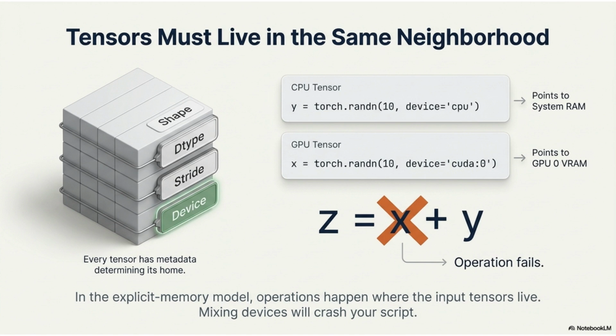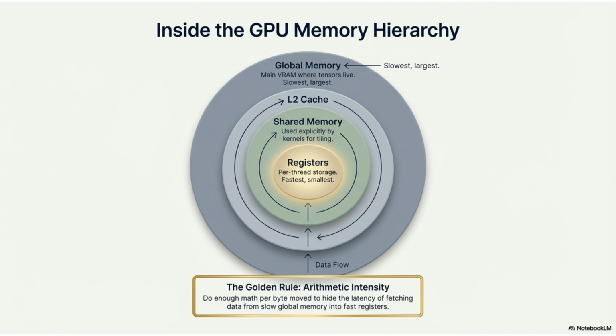Tensors must reside on the same device to operate together. Mixing devices, such as a CPU tensor and a GPU tensor in an operation, will cause the script to crash. The GPU memory hierarchy includes global memory, L2 cache, shared memory, and registers. The golden rule is to maximize arithmetic intensity to hide the latency of fetching data from slow global memory.